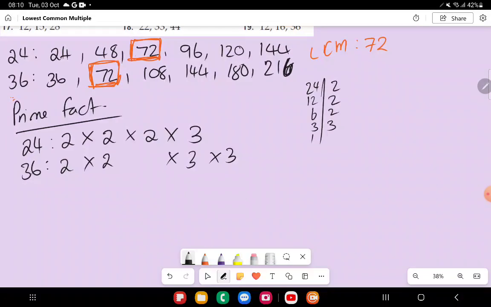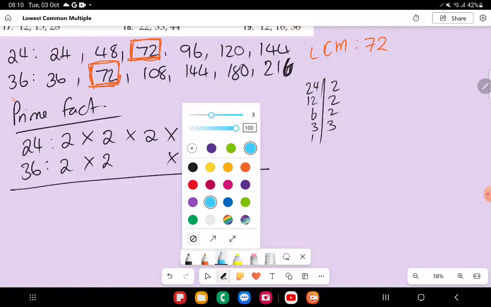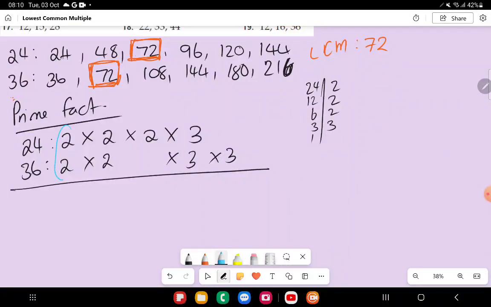Now notice that I write the same numbers on top of each other, meaning that when I go and match them, they are aligned like this. So this 2 goes down there. This 2 goes down there. This 3 goes down there. Okay? So that's the first thing I want you to notice.